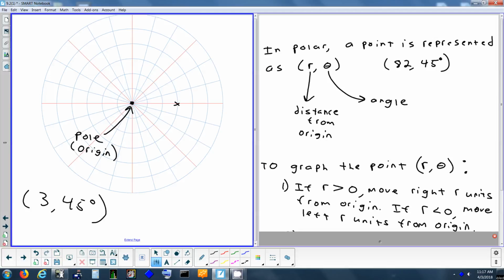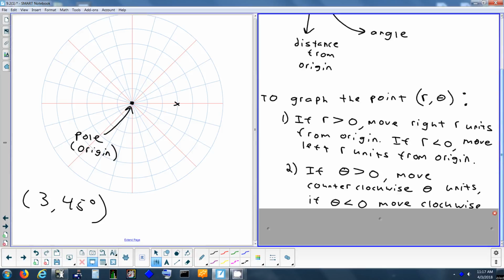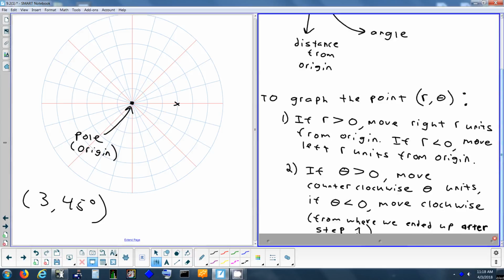Now from there, we need to move 45 degrees. On a circle, we really don't describe motion as left and right. When you're moving on the circle, with an angle, what are the two directions you could move on a circle? Clockwise and counterclockwise. So positive is one way, negative is the other. If your angle is positive, you move counterclockwise. If it's negative, clockwise. It's exactly the way we've been doing this all year.